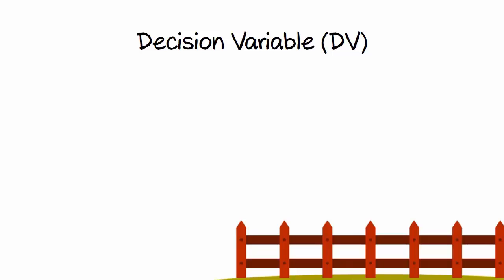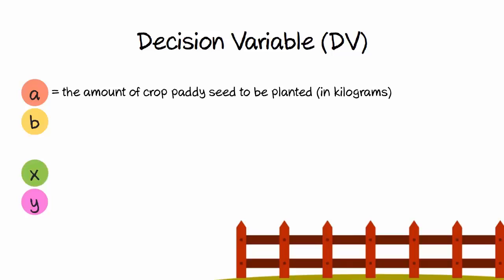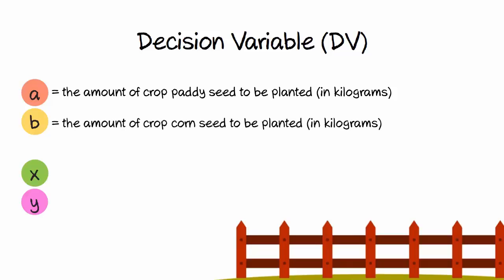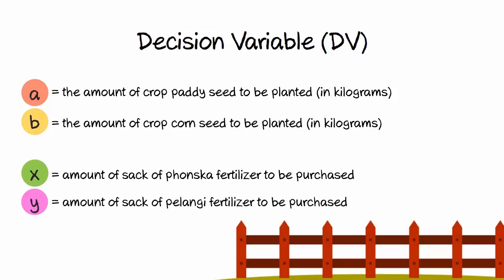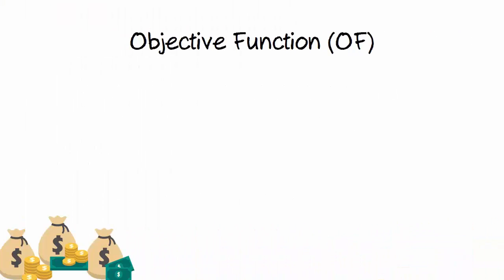The first step is to find the decision variables. Now we have four variables here: A, B, X, and Y. A is the amount of crop paddy seeds to be planted. By this I mean rice. And B is the amount of crop corn seed to be planted in kilograms. Now we have X. X is the number of sacks of Ponska fertilizer to be purchased. And then Y, the number of sacks of Pelangi fertilizer to be purchased.